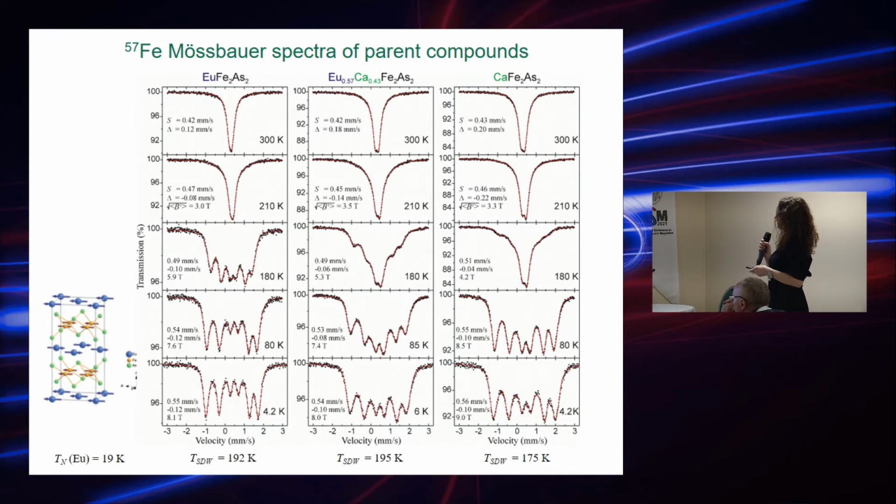We see that at 300 kelvins all spectra are paramagnetic, but with decreasing temperature we observe some changes due to the appearance of magnetic order of spin density wave type. The temperature of the spin density wave is practically the same for these two compounds. The amplitude is practically the same too, but the spectra look a little different, and this spectrum is something between this and this. It's connected with the shape of the spin density wave.